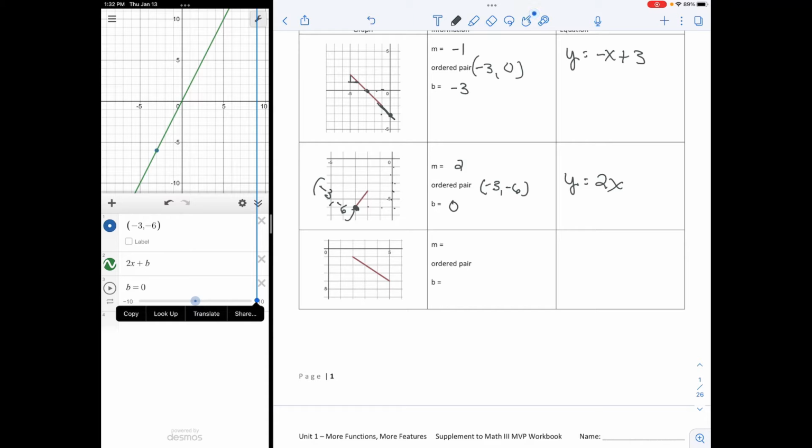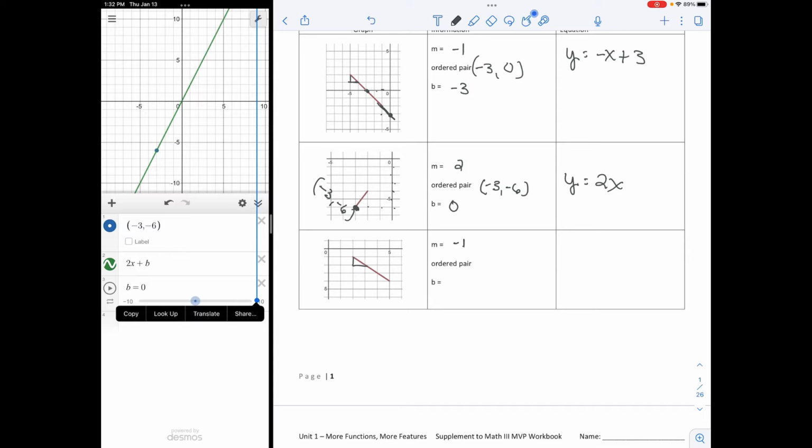Okay? Let's do another example. So if you want to pause the video and do the example for the next one, that would be great. Okay, so welcome back. We see our slope is -1.